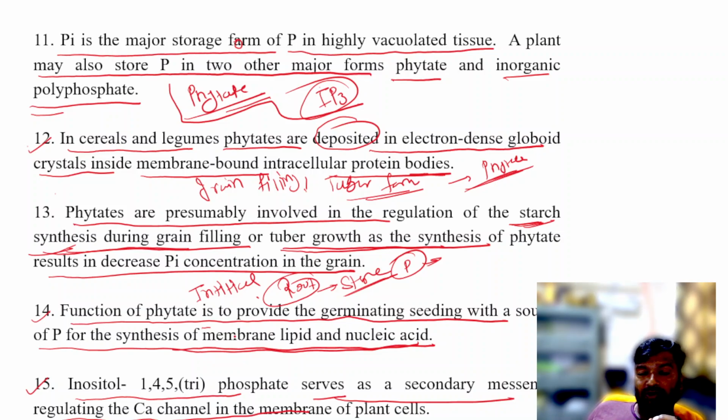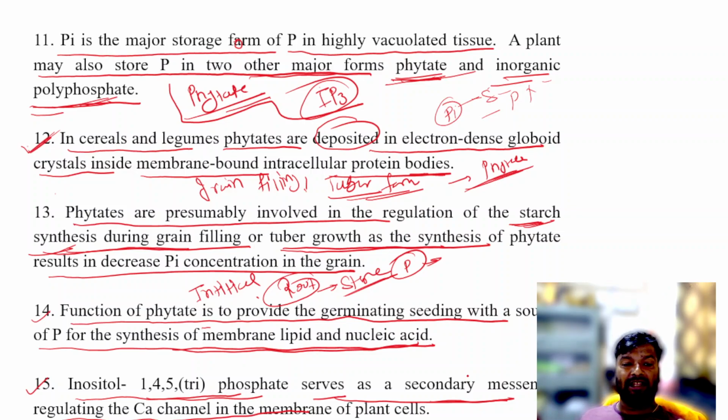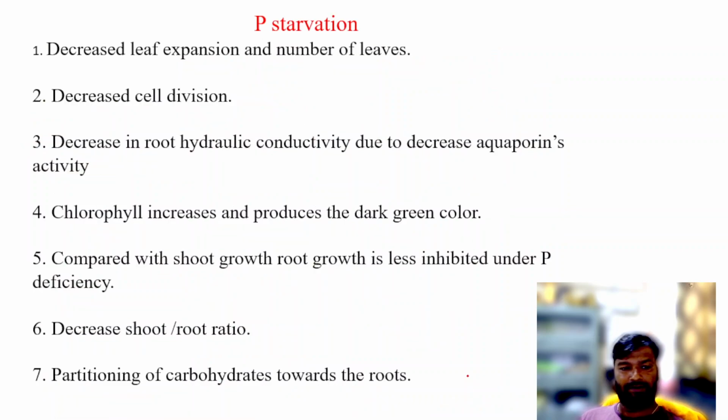एक तो आपके फर्स्ट जो मेजर फॉर्म है वो आपकी इनऑर्गेनिक फॉस्फेट है, that regulate the several process in the photosynthesis and activation reactivation of the enzymes and the several metabolic processes. But there are two other forms, that is phytate and inorganic polyphosphate. They also provide some roles during the grain filling, tuber growth, and also this inositol 1,4,5 triphosphate work as a secondary messenger in the plant. So these are the important functions of the phosphorus.